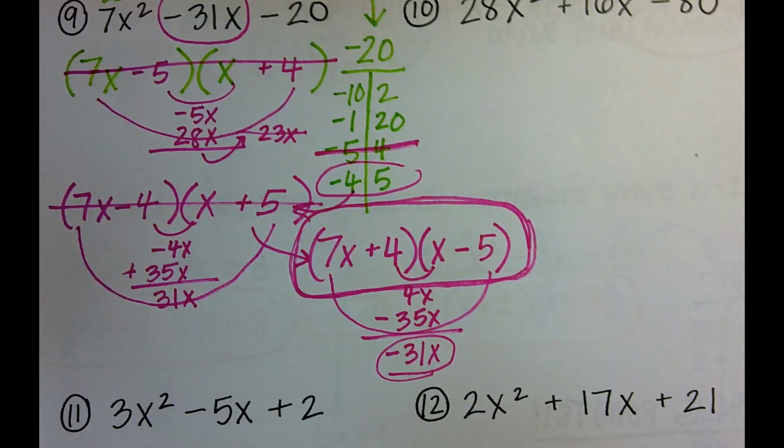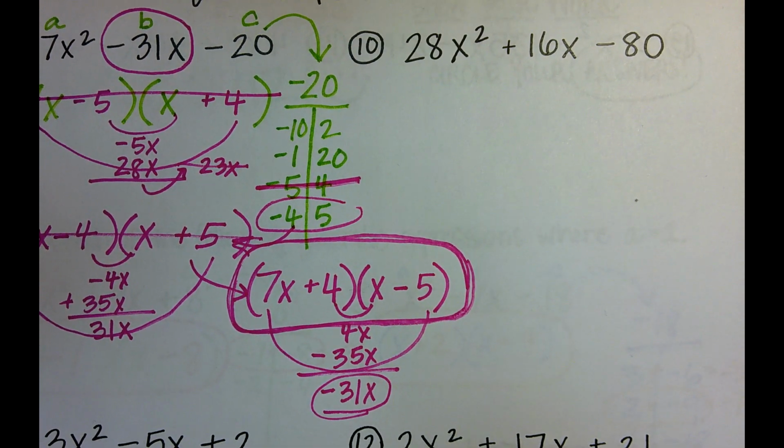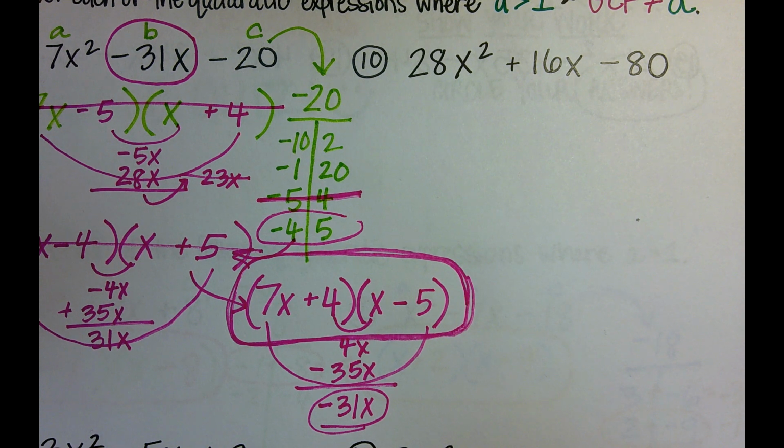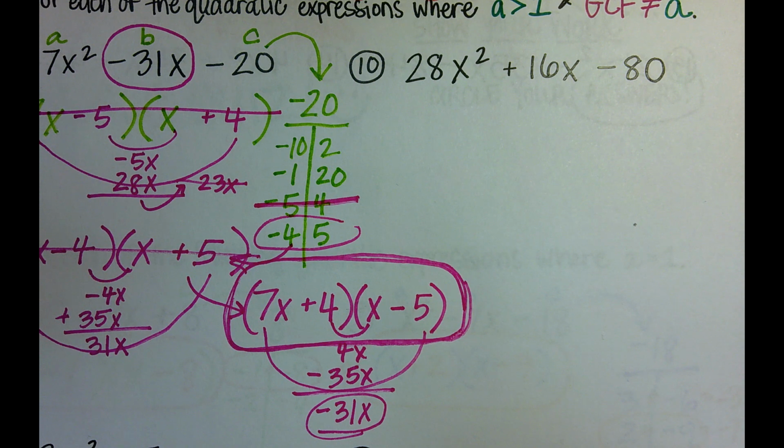You want to try number 10? Okay, let's look at number 10. Now I have 28x squared plus 16x minus 80. What should we do first? There's no greatest common factor? Well, I always say let's start with the smallest number we can think of that's not 1. So let's try 2. Can I divide all these by 2? Yes. I can. So technically there is some factor in there.